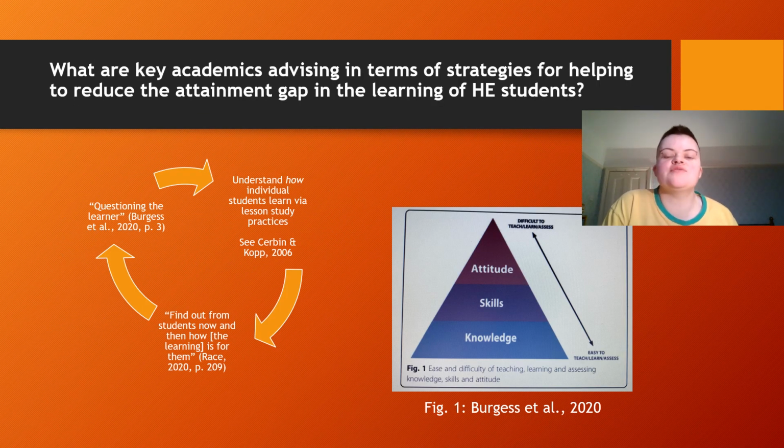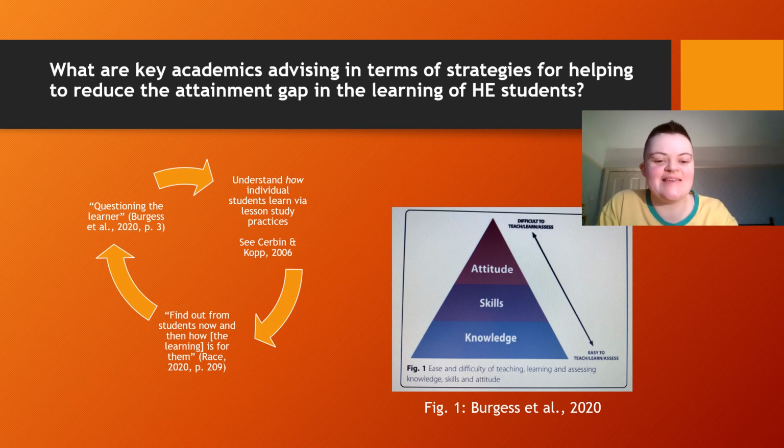So we've figured out some of the ways that the attainment gap can be worsened for students. Obviously, there are always going to be more possible reasons, but we've found out some of the ways. So with that in mind, what are key academics advising in terms of strategies for helping to reduce the attainment gap in the learning of HE students?